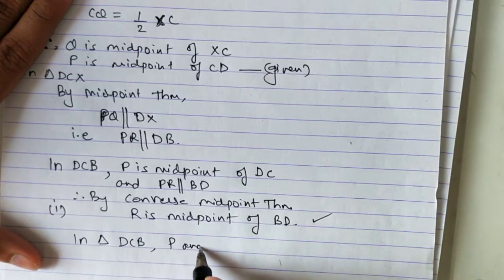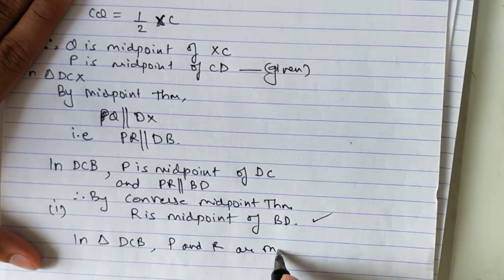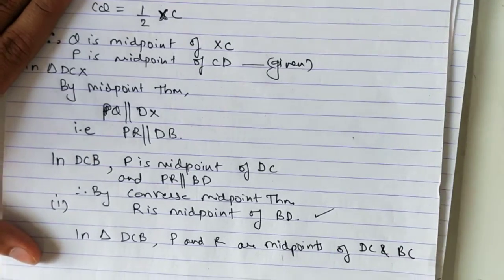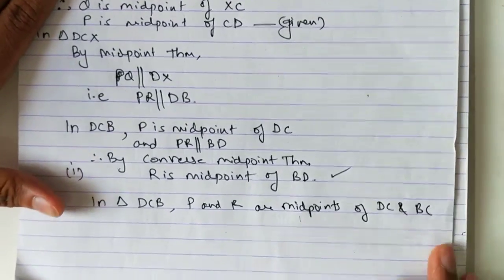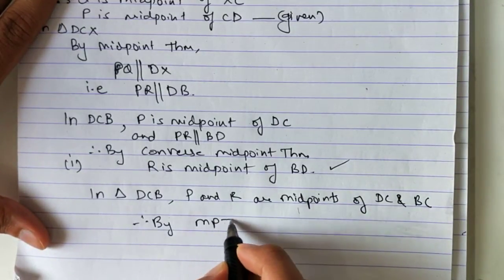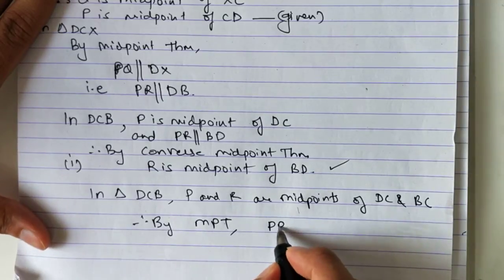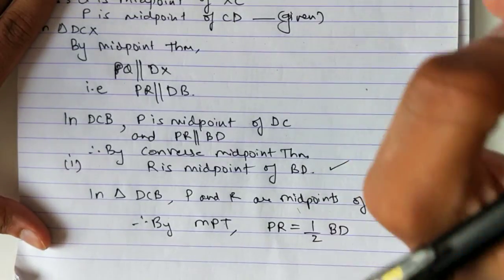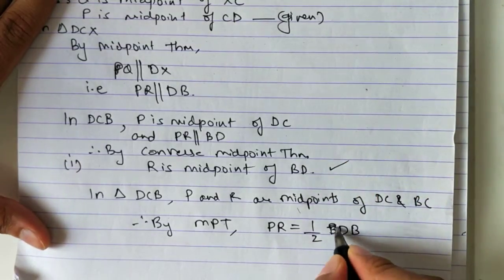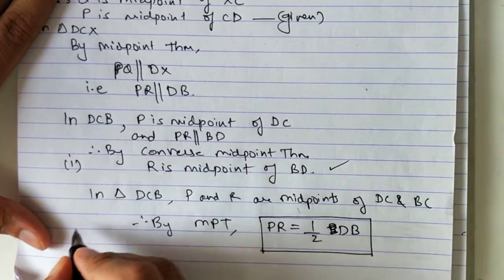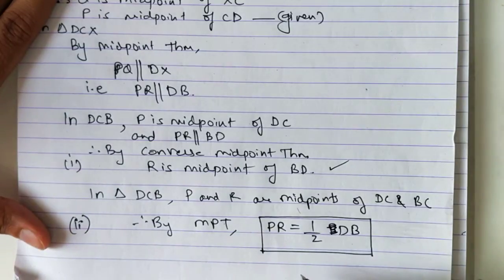DCB, P and R are midpoints of DC and BC. Okay, DC and BC. Therefore, by midpoint theorem, I can say that PR is half of BD. Or you can say DB, because it is written DB in the question. So PR is half of DB. This is proved. Second part is also proved.